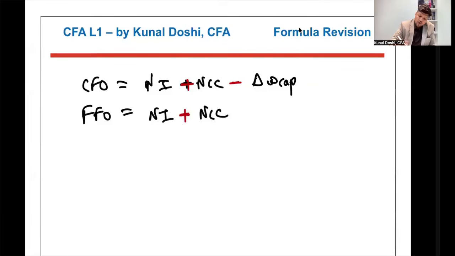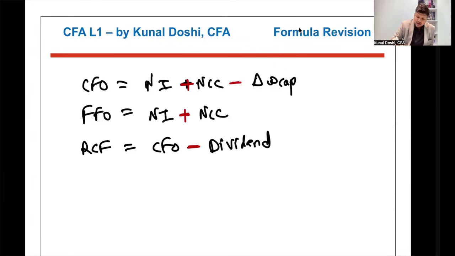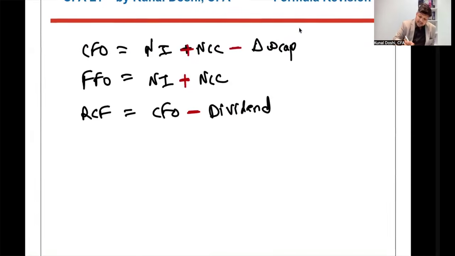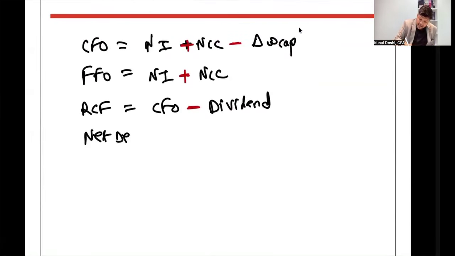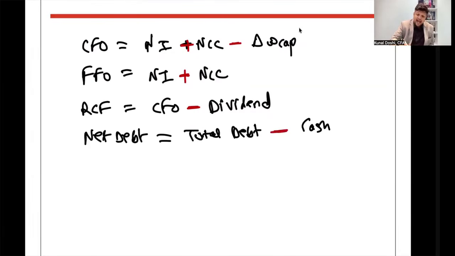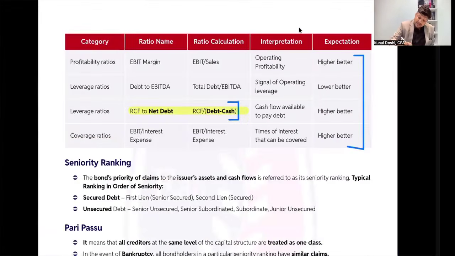Retained cash flow. As the name suggests, retained cash flow is your cash flow, whichever cash flow you take, minus dividend. You will pay the dividend and the balance is retained. And guys, if they say net debt, what is net debt? Net debt is total debt minus the cash. The company has cash and short-term investments, so we will subtract that.